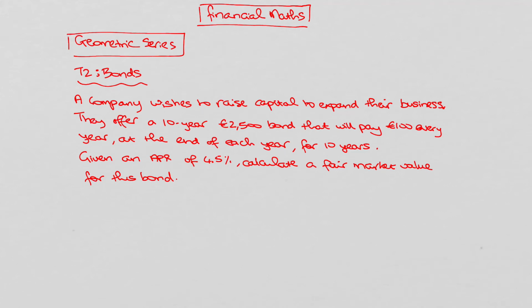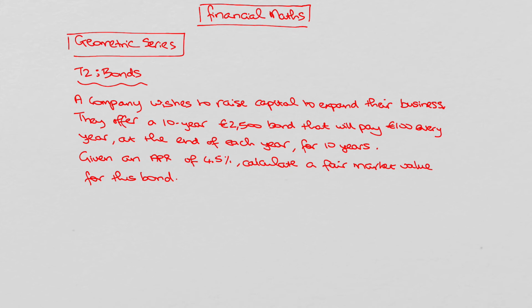Financial Maths, Geometric Series, Type 2, Bonds. So in the previous example, we were looking at savings. And with the savings, we were looking for what the sum of all of those lodgements would amount to in the future. So we were getting the geometric sum of the future values of each of those lodgements.